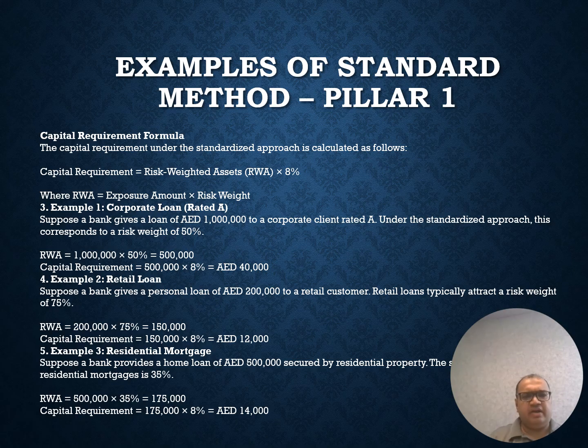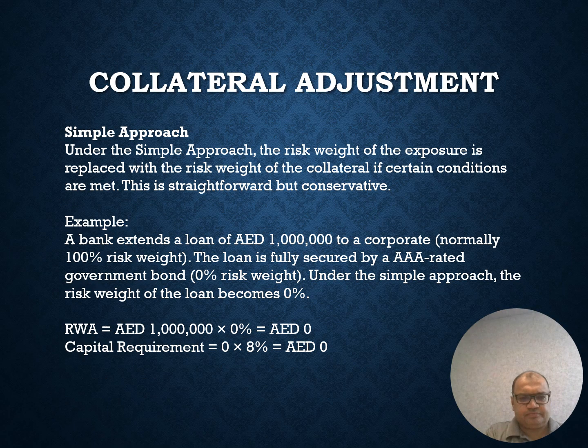Now we have a retail loan example as well, where you give 200 million to a retail customer. Retail loans typically attract a risk weight of 75% because they are more risky than a corporate. You're more likely to default. So you say 75% into 200,000, which is equivalent to 150k. And of the 150k, you keep 8% as your capital, which is 12. So again, you can go over such examples in the slide.